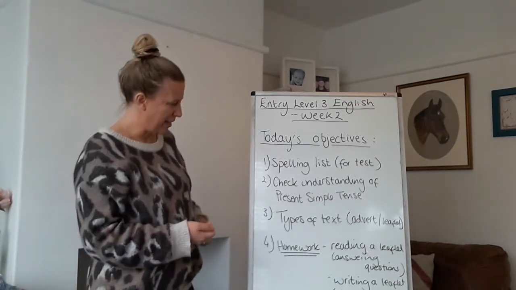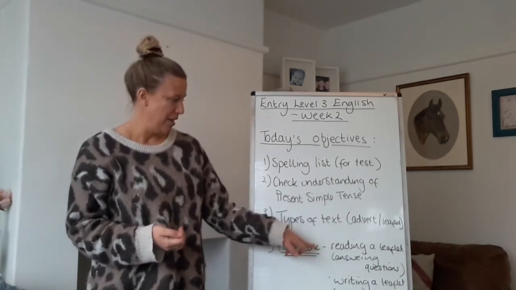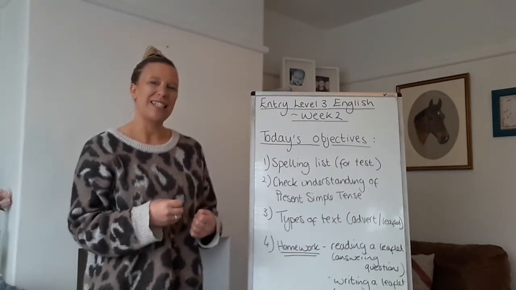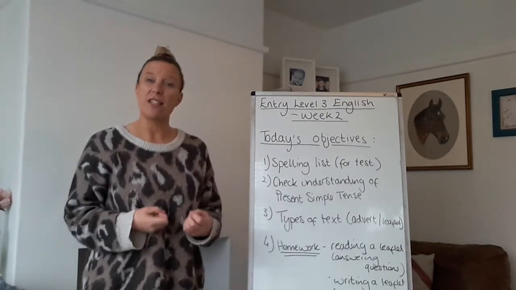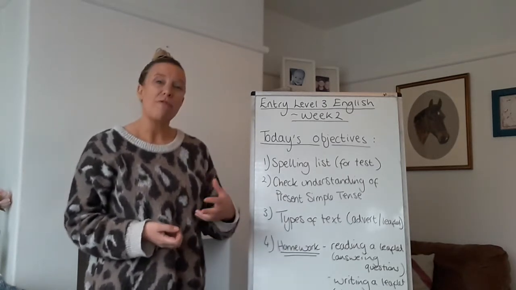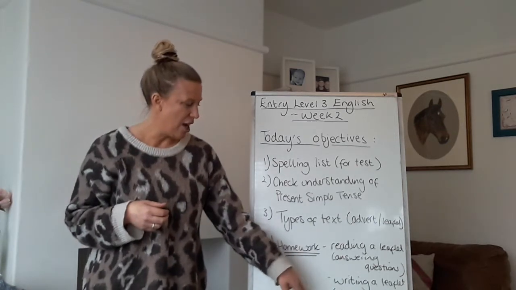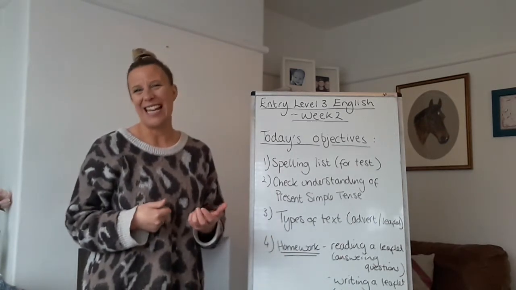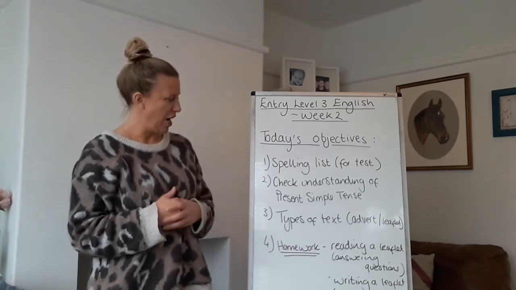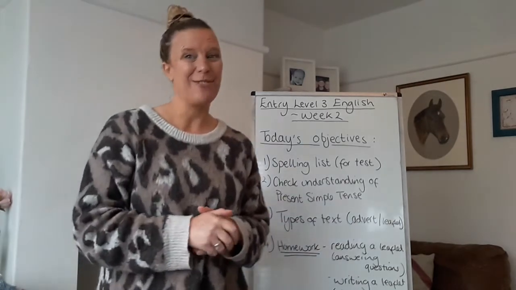So we're going to be looking at that today, and then for your homework you're going to be reading a leaflet and answering some questions about it. So making sure that you understand what the leaflet's saying, practicing your reading comprehension. And also you're going to be writing a little leaflet for me to advertise your hometown or your home city. We'll talk a little bit about that later on. So those are our objectives for today. Right, I'm just going to pause and get the spellings up for next week.